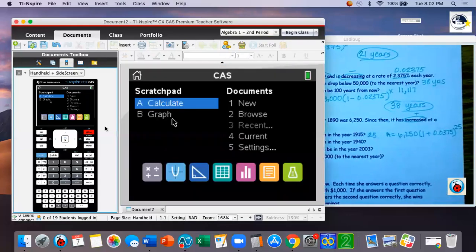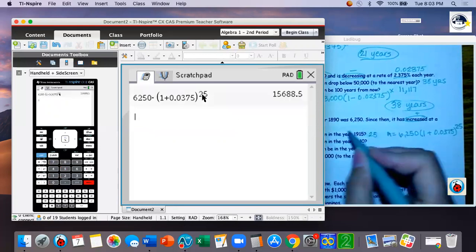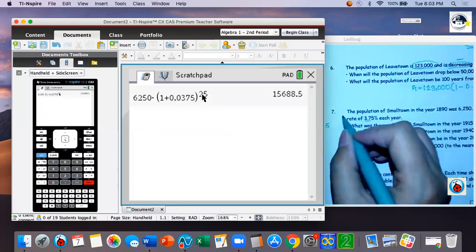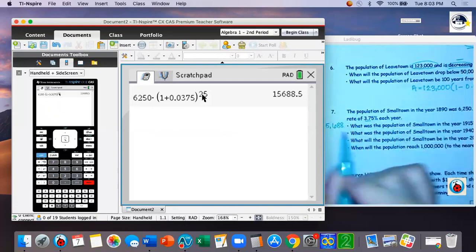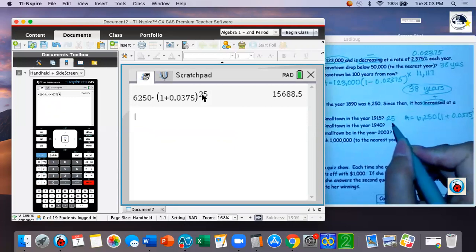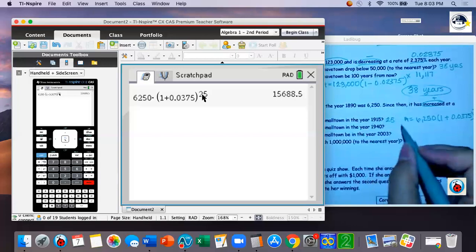Okay, so I'm just going to go ahead and calculate this because I do have my full equation. I do have the years. So 6,250 times 1 plus 0.0375 to the power of 25. So I would get, for this first answer, 15,688 people. I'm writing it over here off to the side. Okay, and then after the 1940s, I'm adding on another 25, so that'd be 50 years.